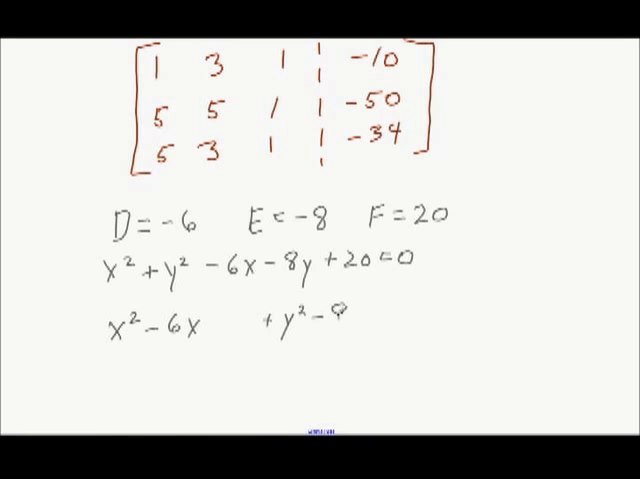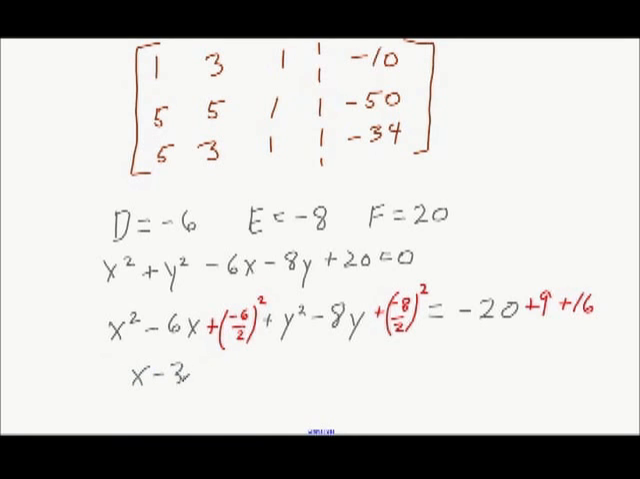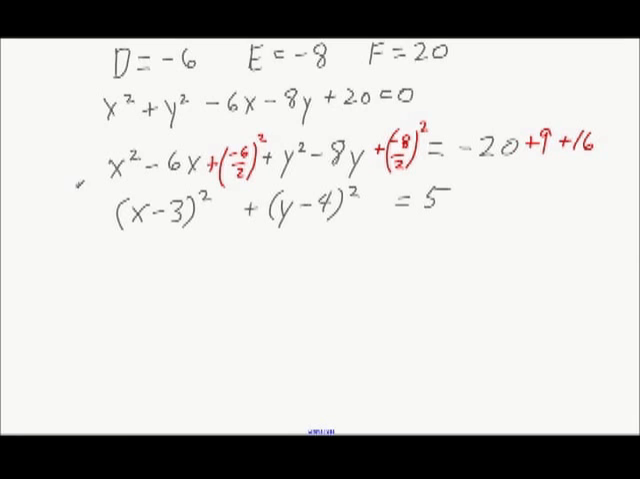If I had to write that in standard form, let's see, I gather my x terms together and my y terms together. And I add my b terms divided by 2, squared, to both sides. So the negative 6 over 2 squared is 9. The negative 8 over 2 squared is 16. So the first three terms become (x minus 3) squared. The second three terms become (y minus 4) squared. And tightening this up, I get positive 5.